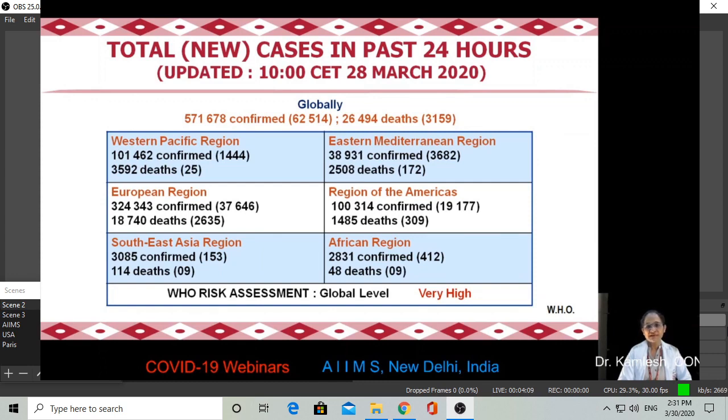On the other hand, in the Eastern Mediterranean region, 38,000 plus confirmed cases and 2,500 plus deaths. In the Americas region, if we take a look over there, over 1 lakh confirmed cases and over 1,485 deaths. In the African region too, over 2,800 cases were confirmed and 48 deaths, and gradually it seems to be increasing. Globally, as per the WHO risk assessment, it is a very high risk.